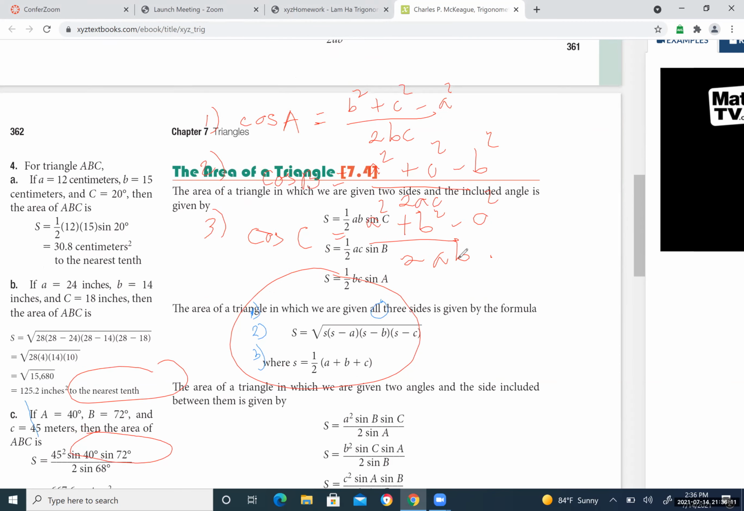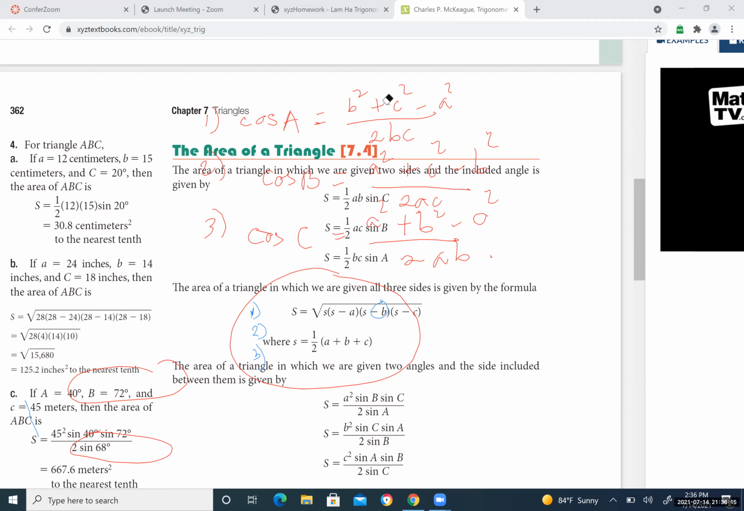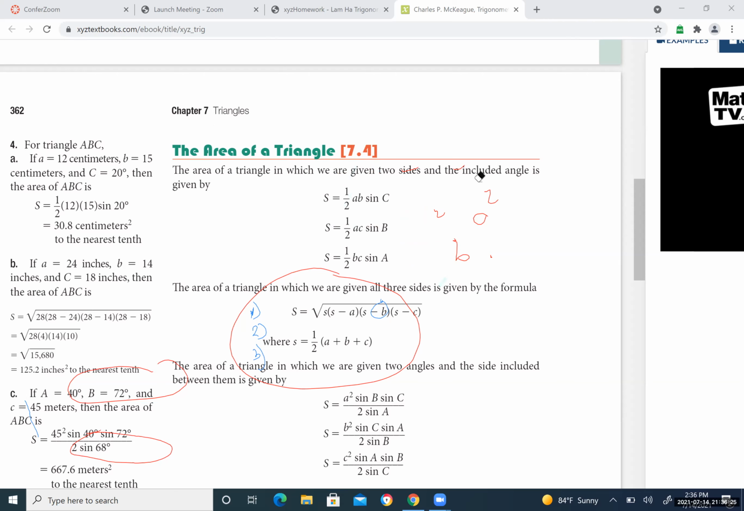Oh, for the area, you just plug in values, and that's it. It's not hard. Usually they will provide you every single detail. Your job is just to figure out what is a, what is b, what is angle C. Then you apply it into the formula S equal to 1/2 times a times b times sine of C, and so on.